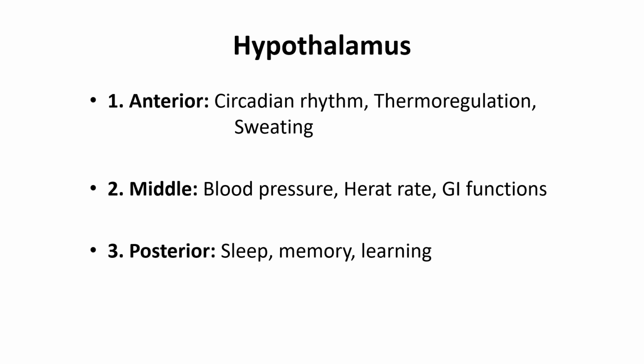So the hypothalamus has three portions. Anterior, so the function of the anterior portion is circadian rhythm, thermoregulation and sweating.